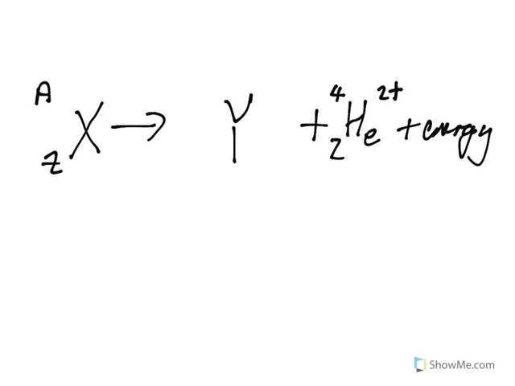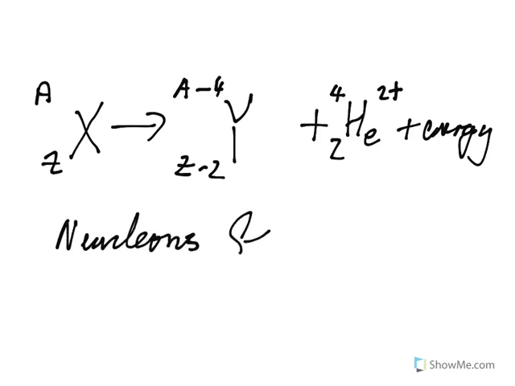And what do we know about that? Well, we know its atomic number is 2 less. And we know its mass number is 4 less. So our number of nucleons is the same on both sides of our equation.